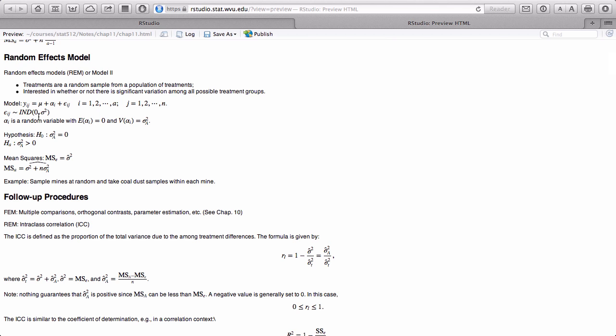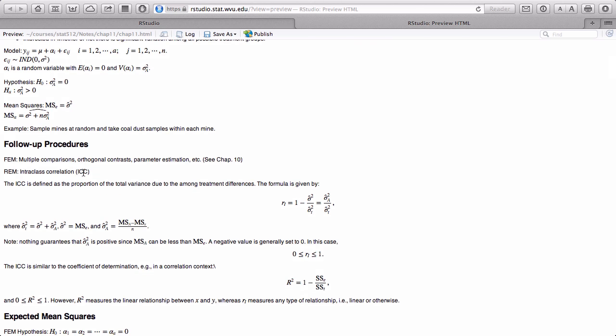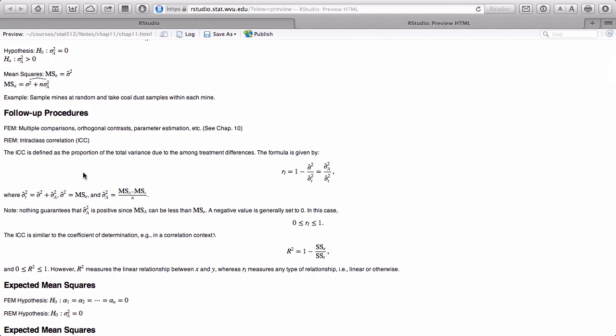Now, let's talk about follow-up procedures for a minute. What is a follow-up procedure for FEM models, or fixed effects models? Well, we've been talking about that a lot. Typically multiple comparison procedures. Perhaps we're talking about orthogonal contrasts. Perhaps we're just talking about estimating certain effects. But the point is we're considering the alphas fixed, we estimate them, and we make certain inferences about them, whether it's multiple comparisons or whatever it is.